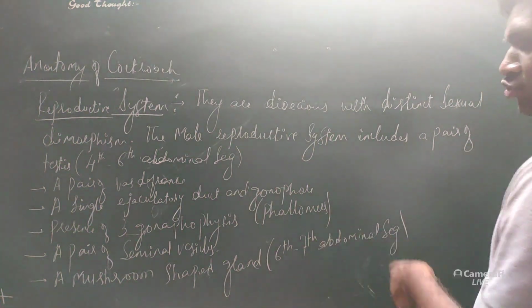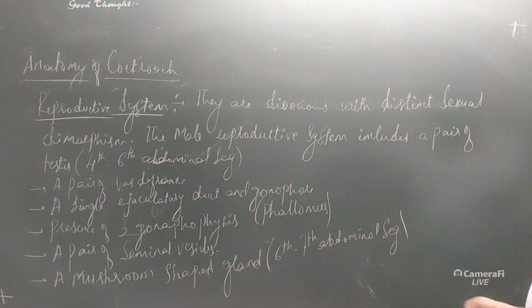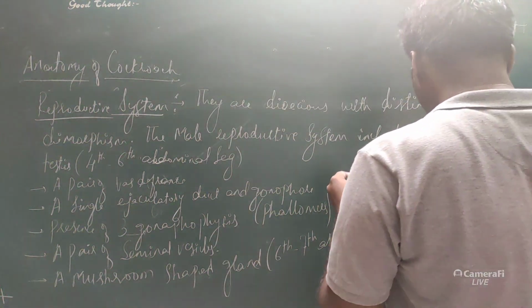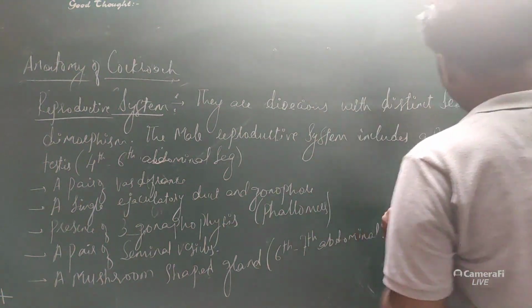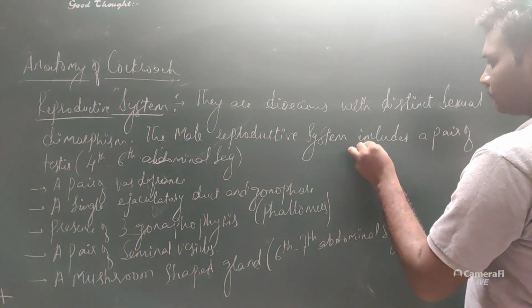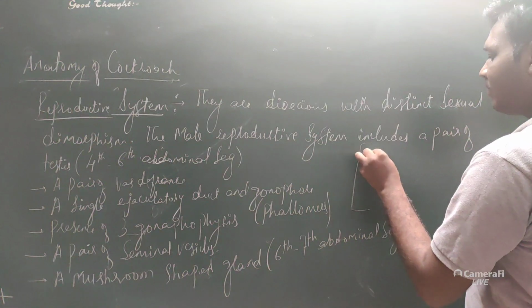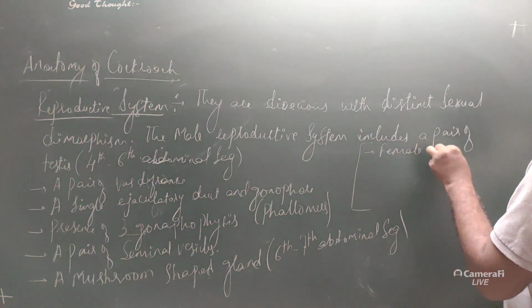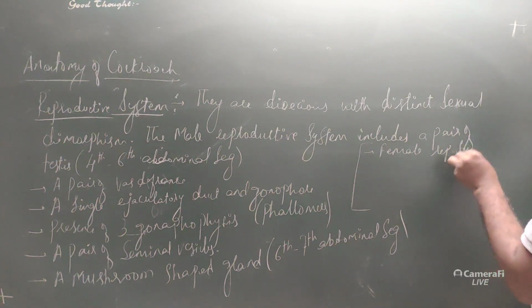The mushroom glands can also be called mushroom shaped glands. The next point is the female reproductive system. I'll write here: female reproductive system.